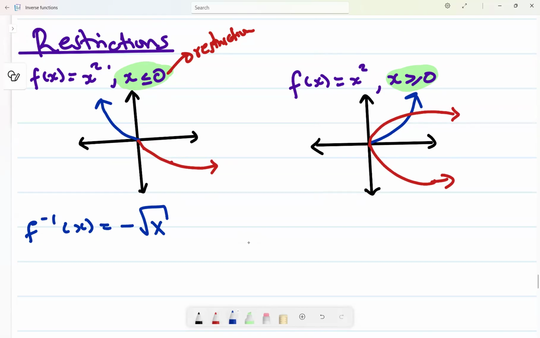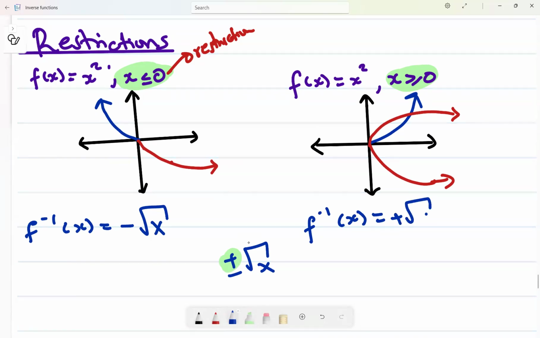So the equation of the inverse on this one is going to be, remember, plus or minus square root of x, but now the examiner wants it where x is greater than 0, meaning positive, like this here. So for this one we're going to use the positive square root of x. You don't need to include that positive, but it's fine. You can just put it there.